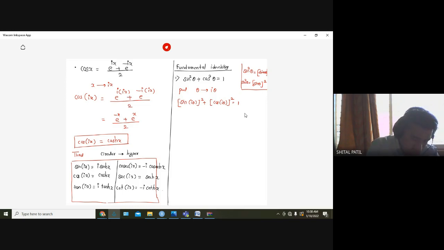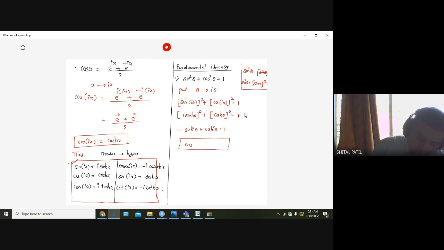Now, what is sine of i theta? See, in the previous 6 formulas, we have written it. It is i sine hyperbolic of theta, whole square. What is cos of i theta? Cos hyperbolic of theta, whole square, equal to 1. But what is i square? Minus 1. So minus sine hyperbolic square theta plus cos hyperbolic square theta equal to 1. So the fundamental identity in case of hyperbolic functions is cos hyperbolic square theta minus sine hyperbolic square theta equal to 1.